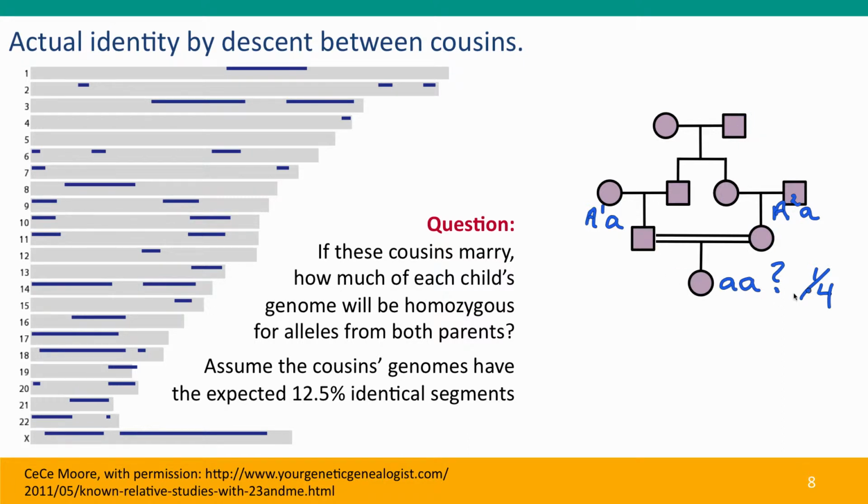The only thing that's different is that, in fact, these parents are related, so we can predict how many of their alleles will be the case where they both have the same allele from a common ancestor. And we know that it's 12.5%. So a quarter of 12.5% of their alleles will be homozygous in their child.